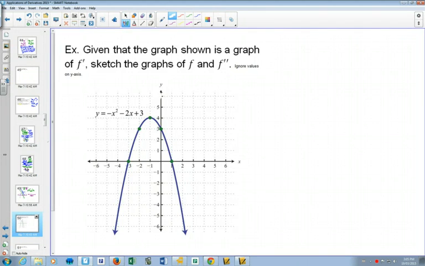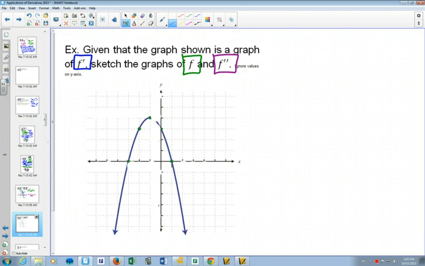Okay, we're going to do some erasing again. Notice how this one is different. We're told that this blue graph here, this original graph, is actually a derivative graph. And we want to find out what the original graph looked like. And we want to find out what the second derivative looks like.